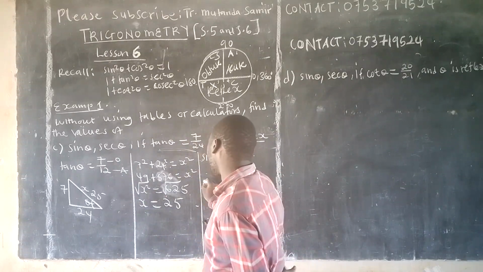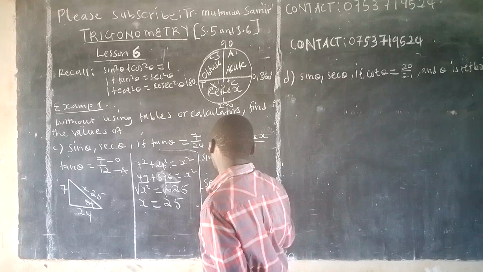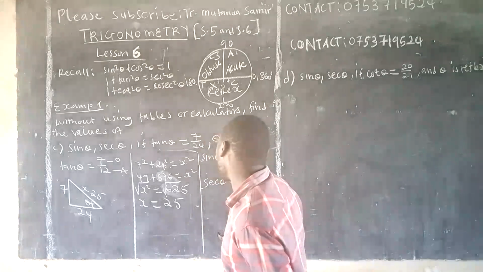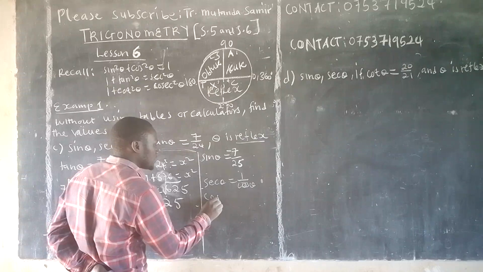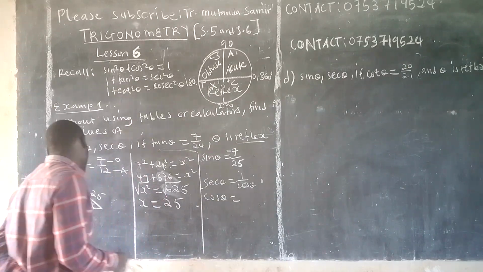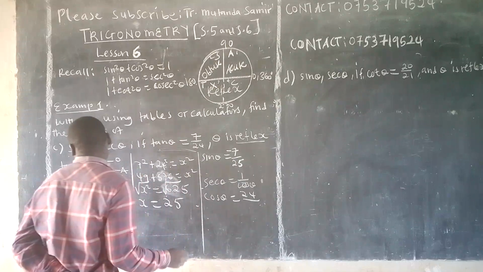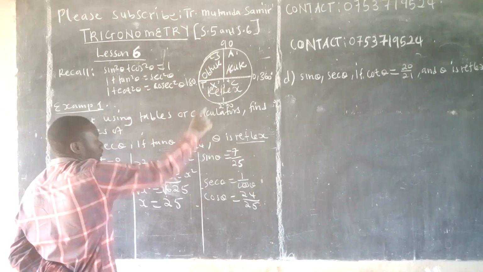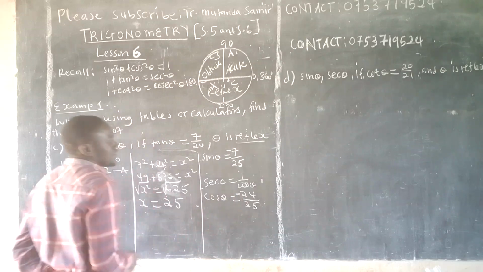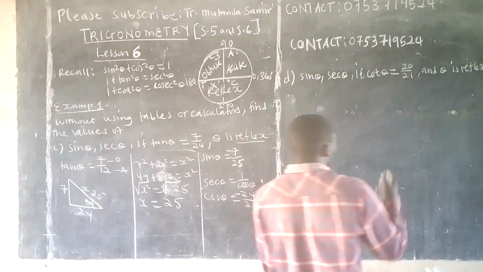Let me now go to sec theta. So sec theta is the same as 1 over the cos of theta. So that will mean that you get cos theta alone. Cos theta is equal to adjacent, which is 24, over hypotenuse, which is 25, like that. But in this quadrant, cos is a negative. And now those are our answers. Then let's look at the last part.